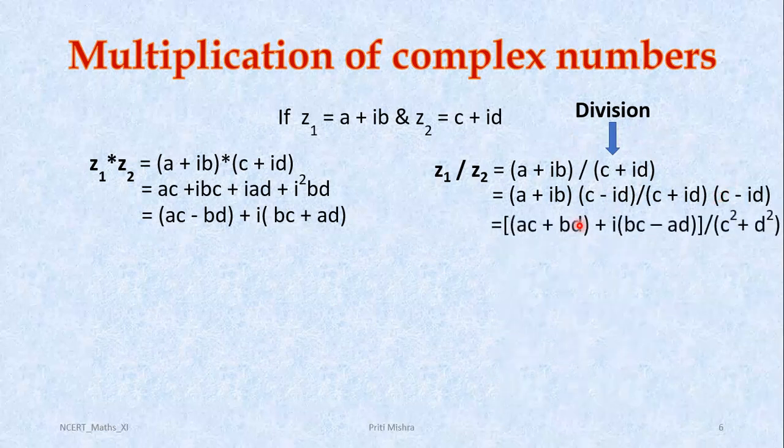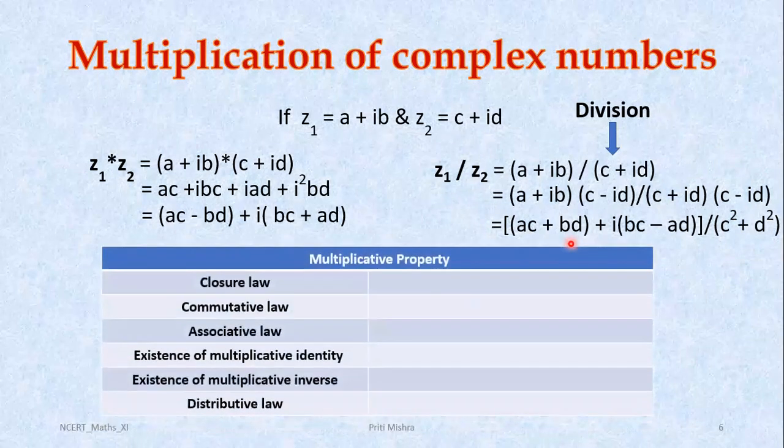Then in the next step, we will be having (ac plus bd) plus i times (bc minus ad) in the numerator, and in the denominator, we are having c square plus d square. How we got this in the denominator? We are having here c plus id and c minus id. So here we can apply the algebraic identity a square minus b square, which says a square minus b square equals (a plus b) into (a minus b). So we are using that identity here. So this is the expression for z1 by z2.